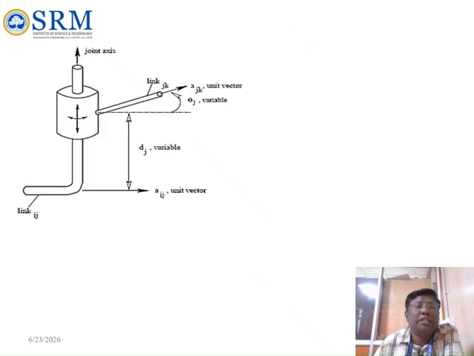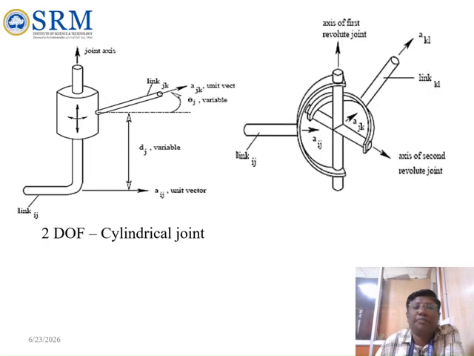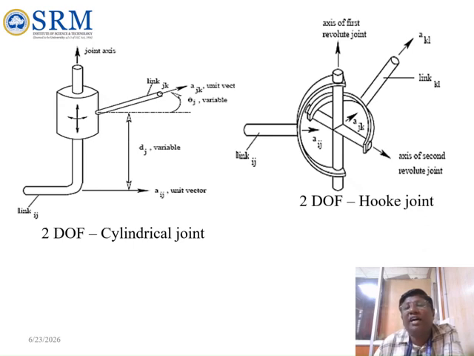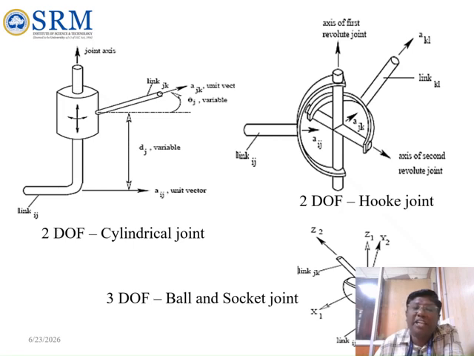And now we look at the joint with 2 degrees of freedom. It can move rotation-wise as well as linear-wise, so two movements are possible. That is called 2 degrees of freedom, the cylindrical joint. And if you look at this joint, it is a 2 degrees of freedom hook joint, where it can move about here as well as here. Okay, and this joint is a ball joint. It is a ball type of arrangement. It can move in the x, y and z direction, so 3 degrees of freedom is possible. Okay, 3 degrees of freedom is a ball and socket joint. This is the hook joint, and this is the cylindrical joint.